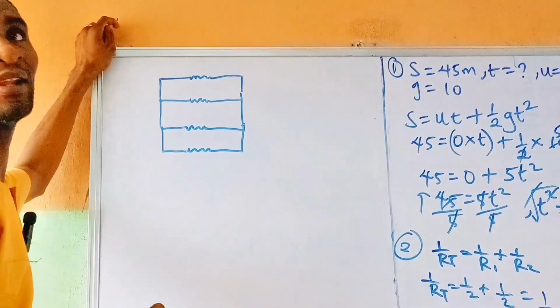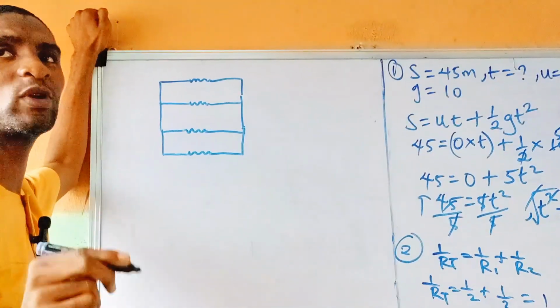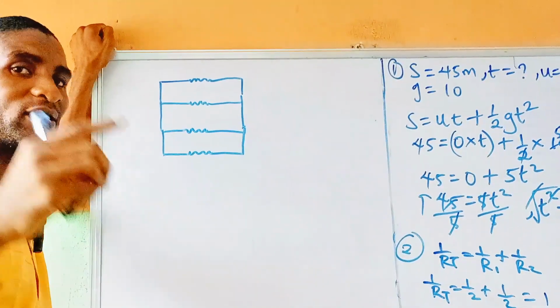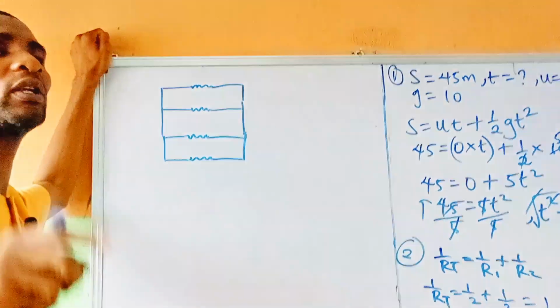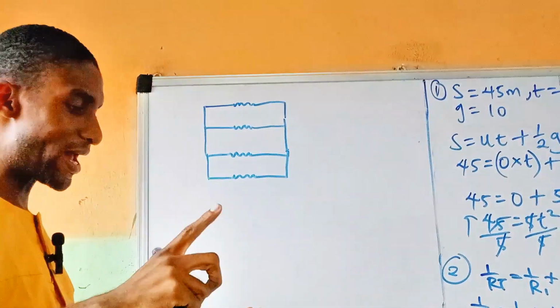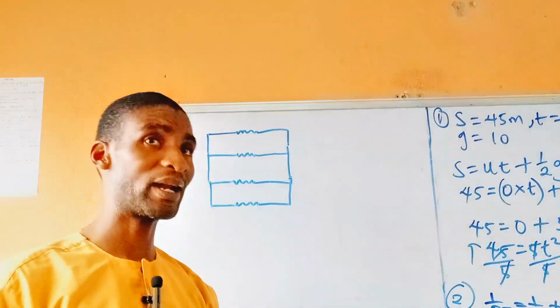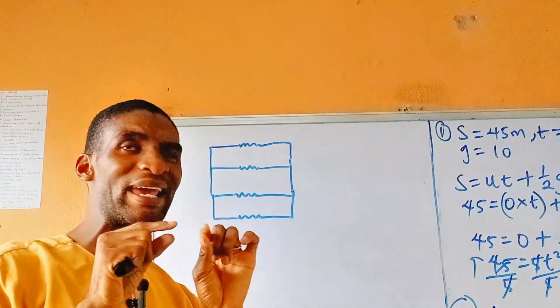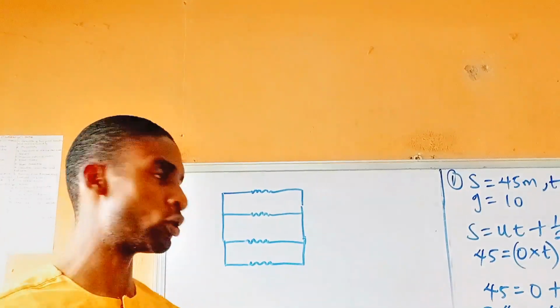Now this is a parallel arrangement. Now let me quickly say this. If you have issues with series and parallel arrangement, you can check the description. You will see a link to the video on electricity where I discussed resistors in series and in parallel. However, let me quickly do a little recap of what I discussed in that video.